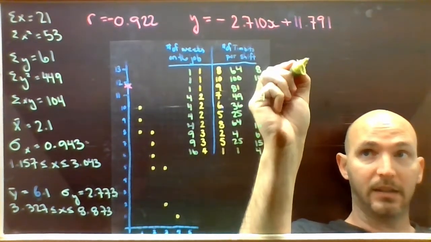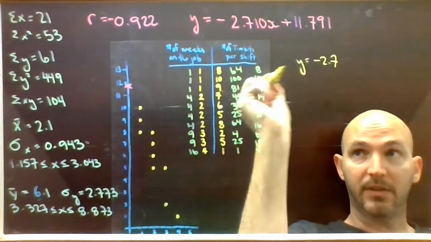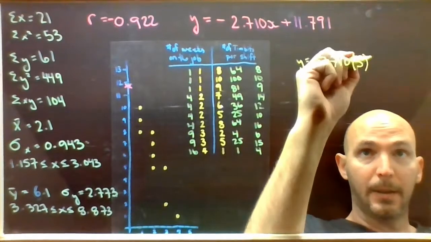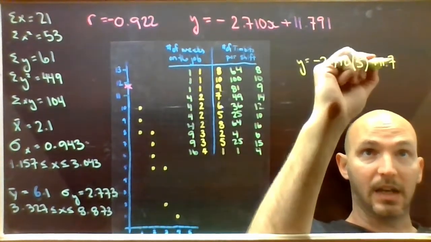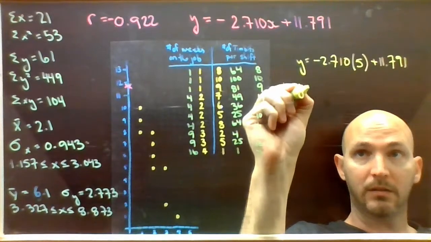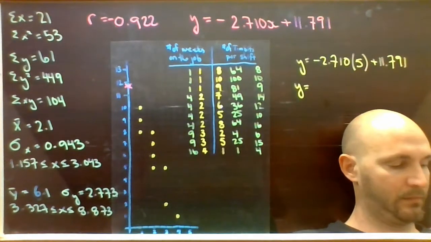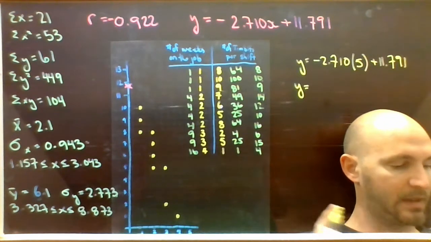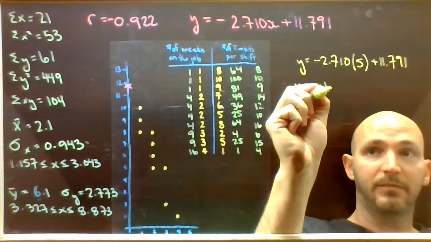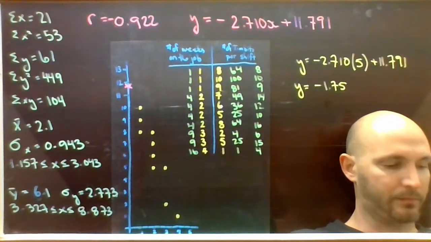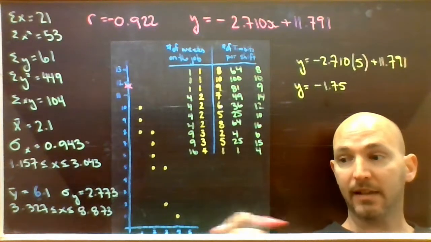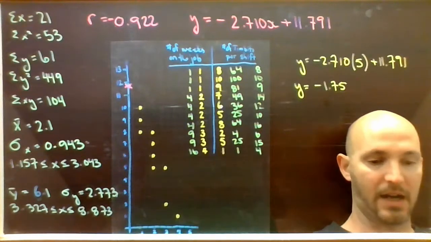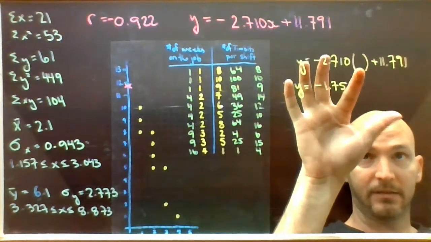So y is negative 2.710 times 5 plus 11.791. 2.71 times 5 is 13.55, so when x is 5, I should be at negative 1.75. That's problematic. It's not going to fit on my graph. So let's try that again.